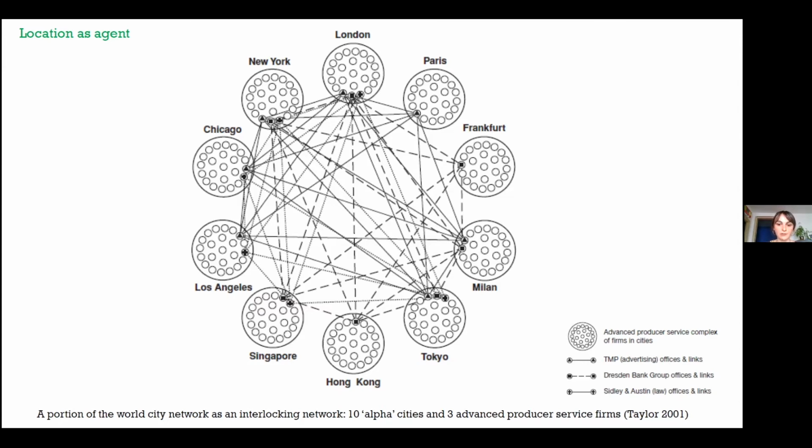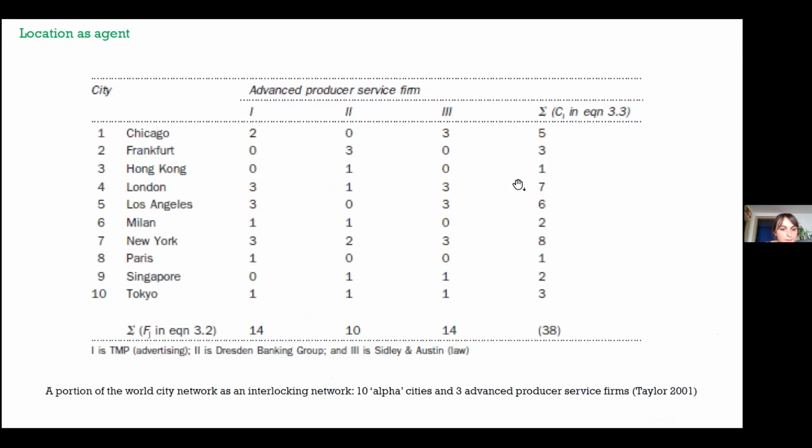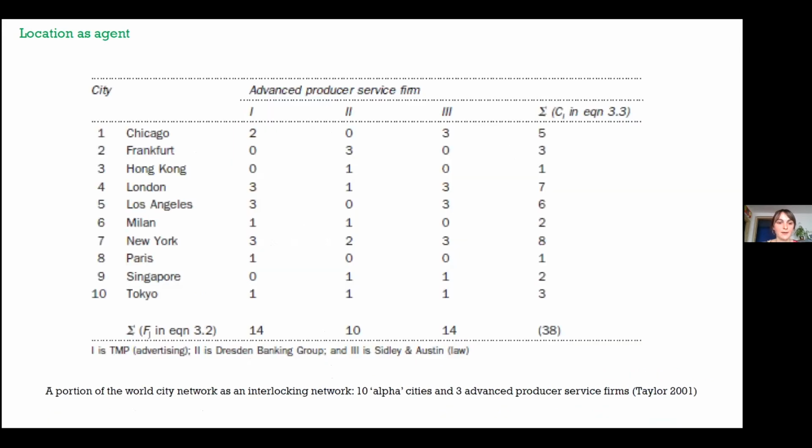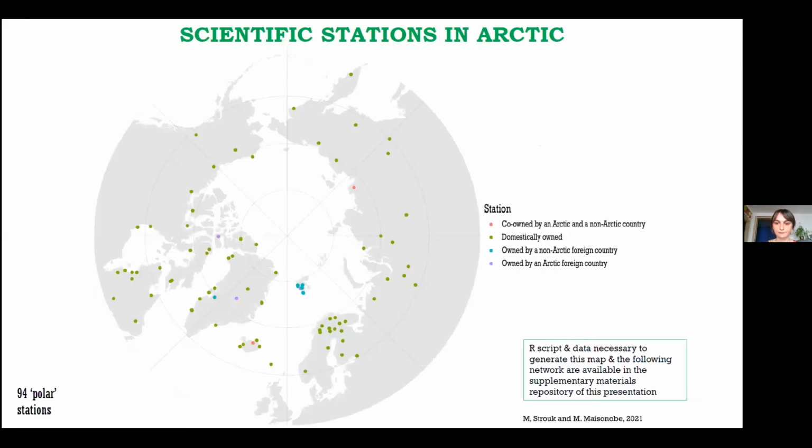And for instance, New York, Tokyo, and London are the only cities that have the three types of services present. And so you can also observe this here on the matrix. On the rows are the cities, and the types of service are the columns, and that's the way he then infers relationships.